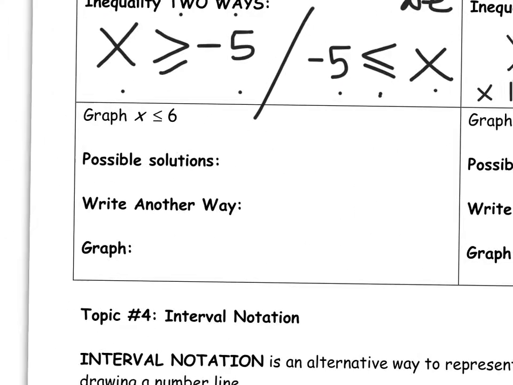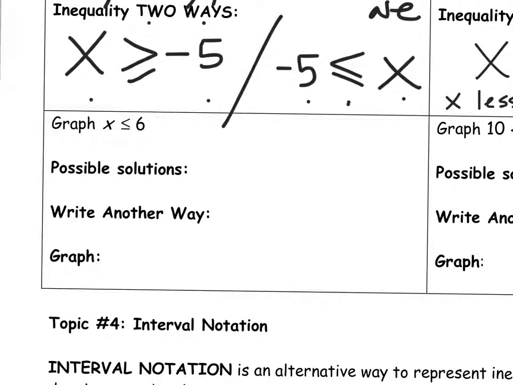So in our next couple examples, we're asked to graph. So the first example is x is less than or equal to 6. We are going to start by listing possible solutions. Possible solutions are any number that is less than or equal to 6. So let's think about 3 is less than or equal to 6. 0 is less than or equal to 6. 5, and what about 6 itself? 6 is less than or equal to 6.